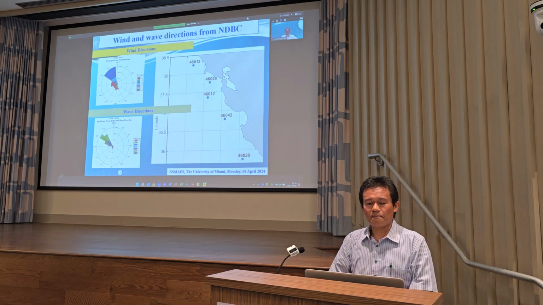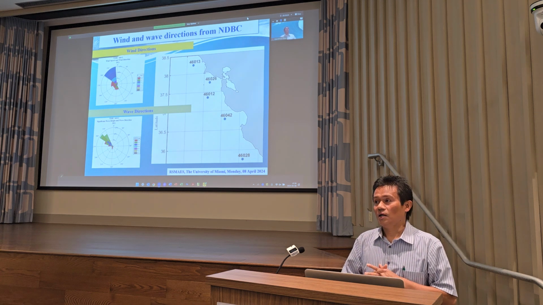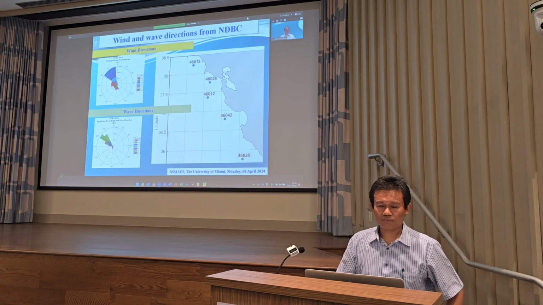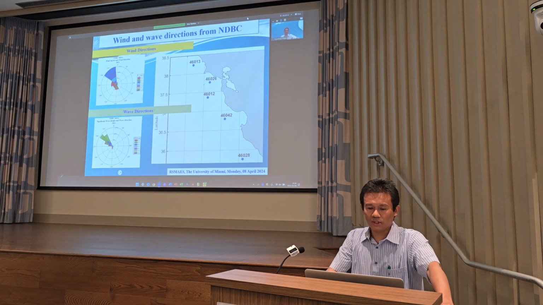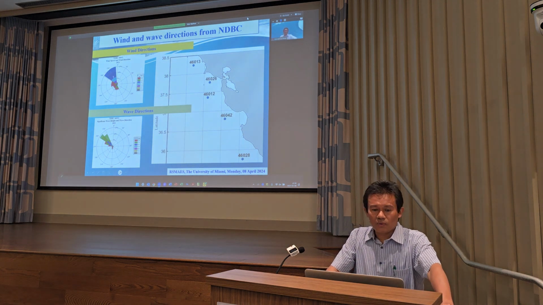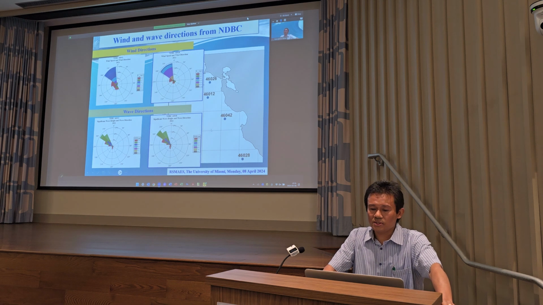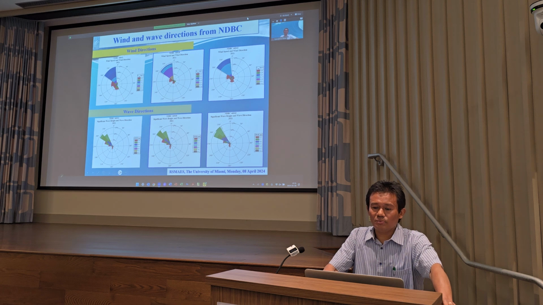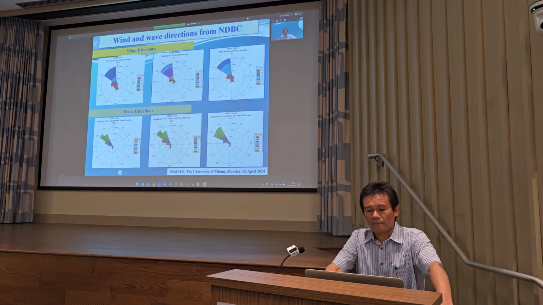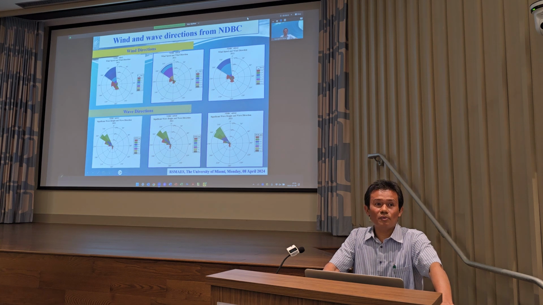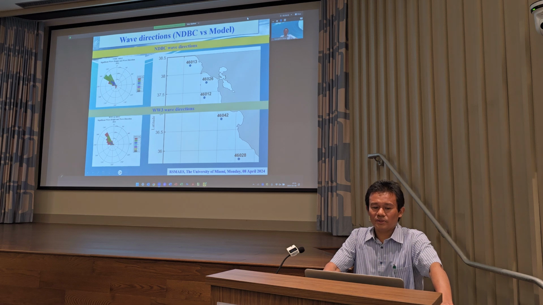Now the question is where the waves in Monterey Bay are coming from. We check from the NDBC, and then we compare with the model. If you look at this, this is the wind speed and wind direction. We can see that the wind is mostly coming from the northwest. And if you look at the wave directions, they are also mostly coming from the northwest. We select 3 different buoys, and they are all very consistent that the wind in Monterey Bay is mostly coming from the northwest, and the waves are also coming from there. What about the model? We compare the model with the buoy, and they are all similar.